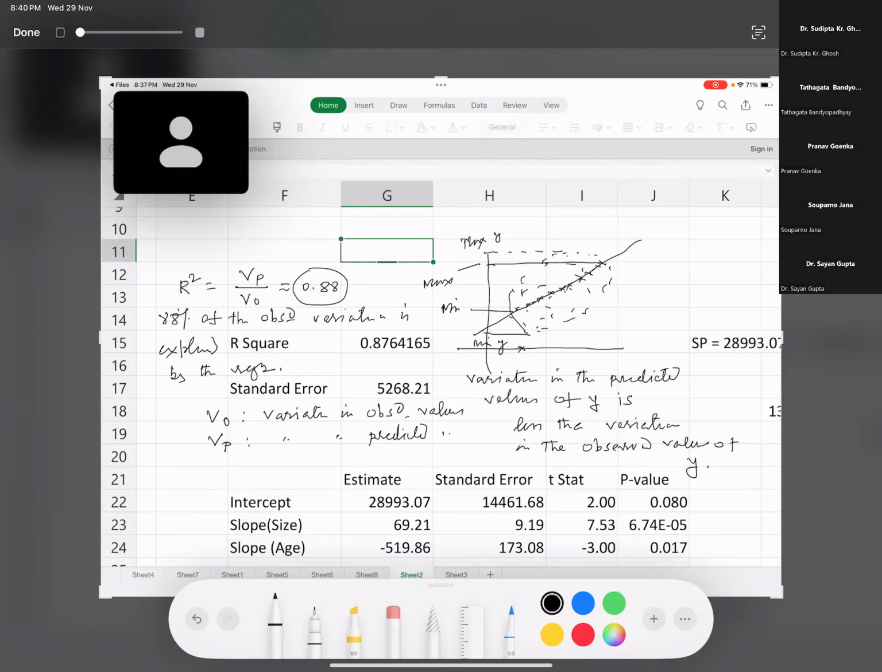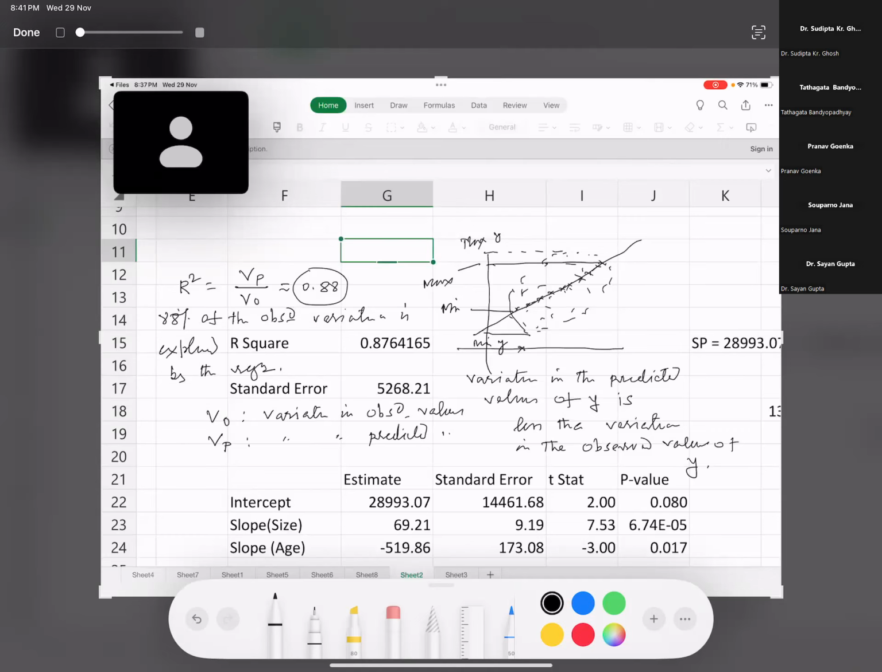What could be the maximum value of VP? Can you tell me from your intuition, just from common sense, what could be the maximum value of VP? 1, sir. VO. VP would be VO, that is, the observed variation and the variation in the predicted values would be equal. So VP is always less than VO, but the maximum value could be VO. And if that happens, then R square is 100%. That means all the variation in the data could be explained by regression.